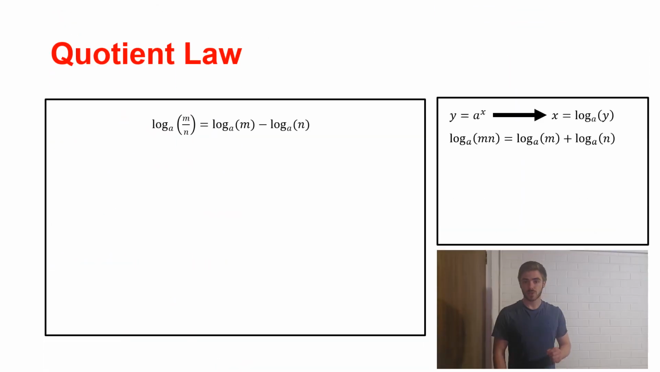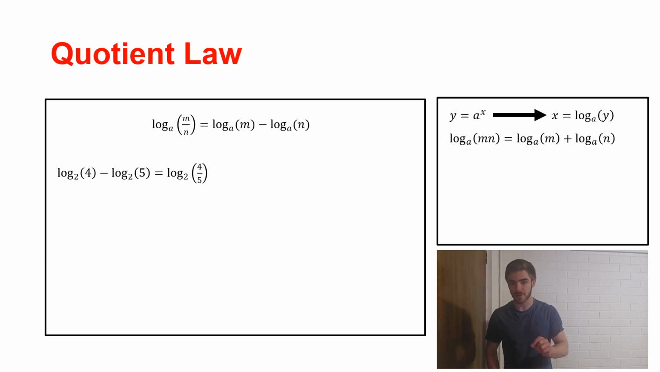If the brackets of a logarithm are a division of two terms, then you can express that same logarithm as two separate logarithms that are subtracted from each other. For example, if I have log 2 of 4 minus log 2 of 5, then that can be condensed down into a single logarithm, that is log 2 of 4 divided by 5. Just remember that it's the second logarithm that becomes the denominator.